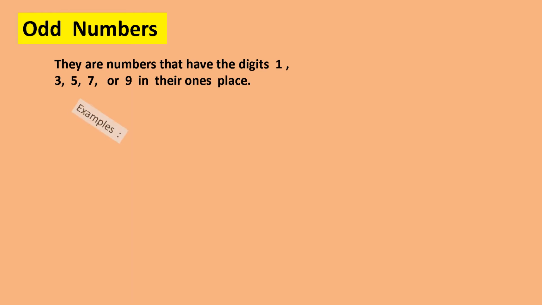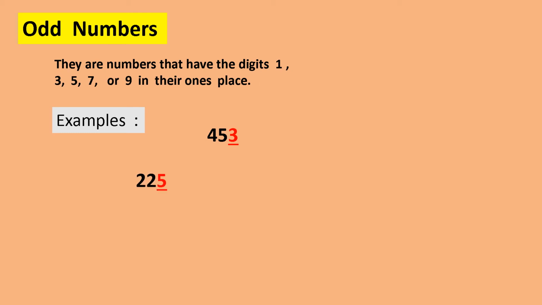So say for example this number. How do we read this number again? 453. What is the digit in the ones place? So this is the ones place. It's 3. So if the digit in the ones place is 3, it is called an odd number.